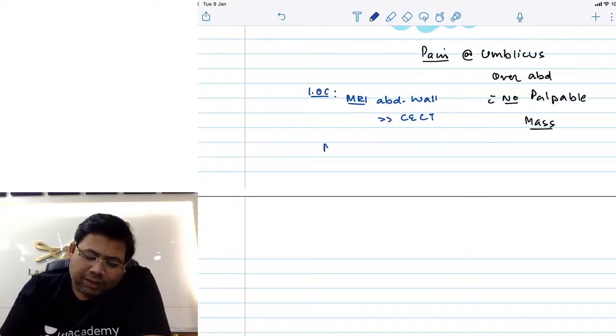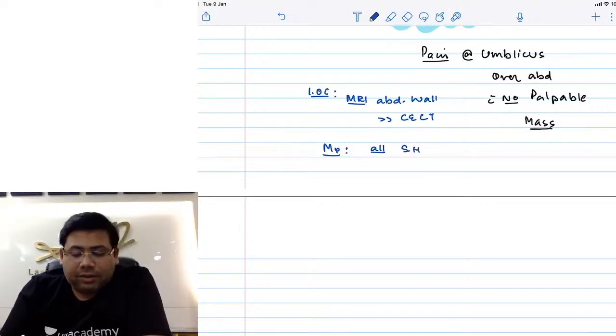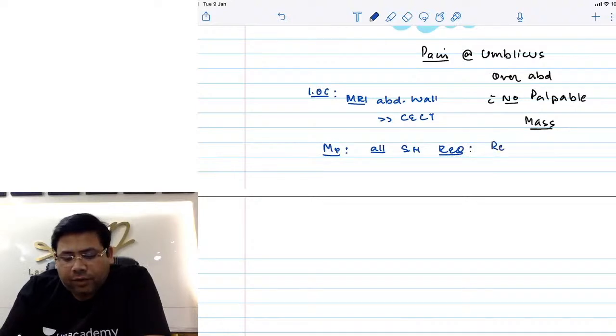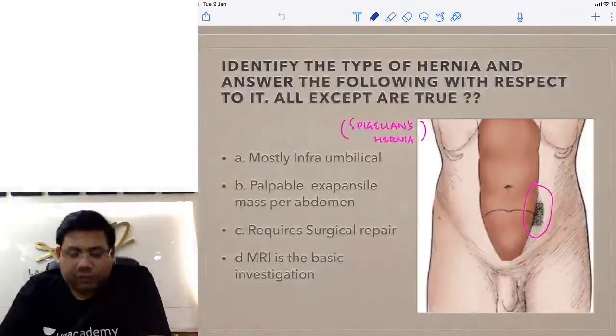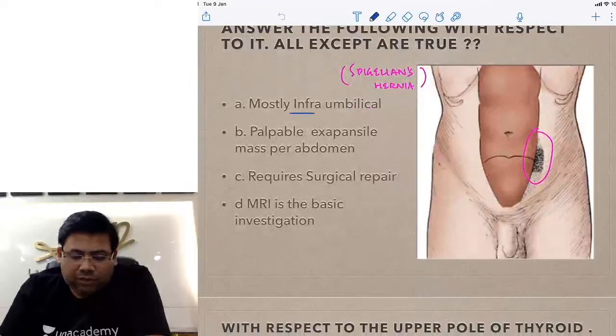What is the management? All Spigelian hernias, they require what? They require repair. They require repair. Are you getting this or no? They all require repair. So if you see this question, they are mostly infraumbilical, absolutely true.